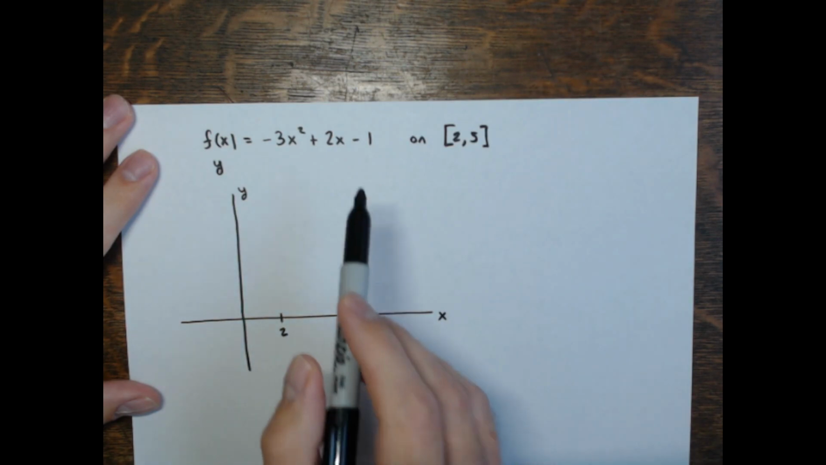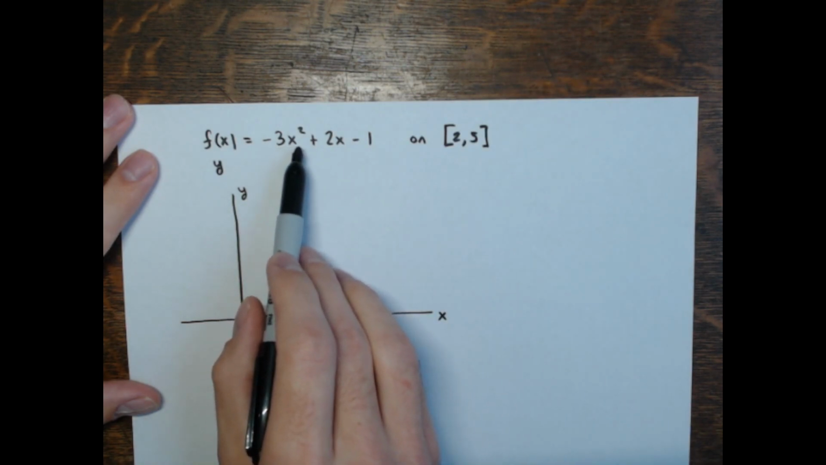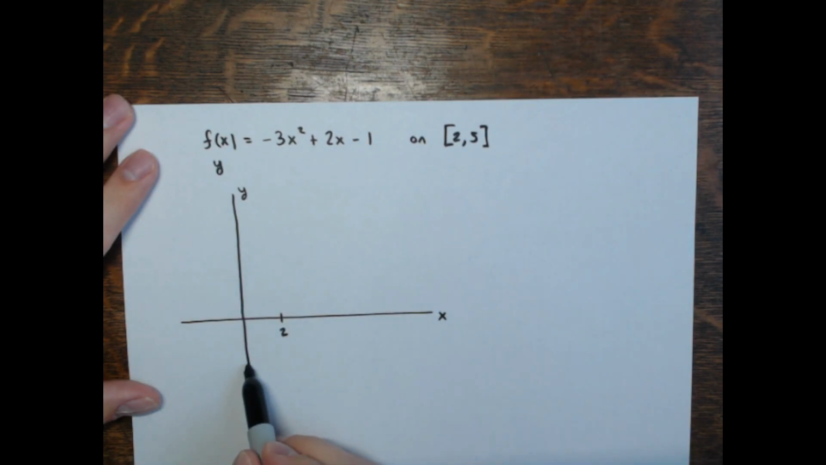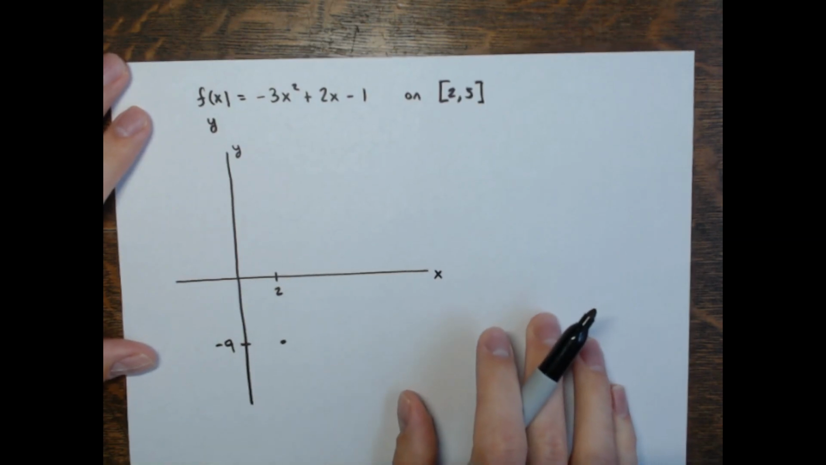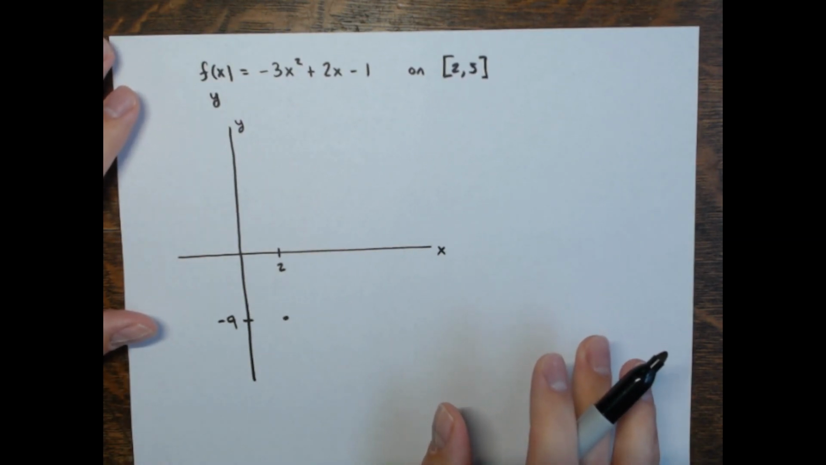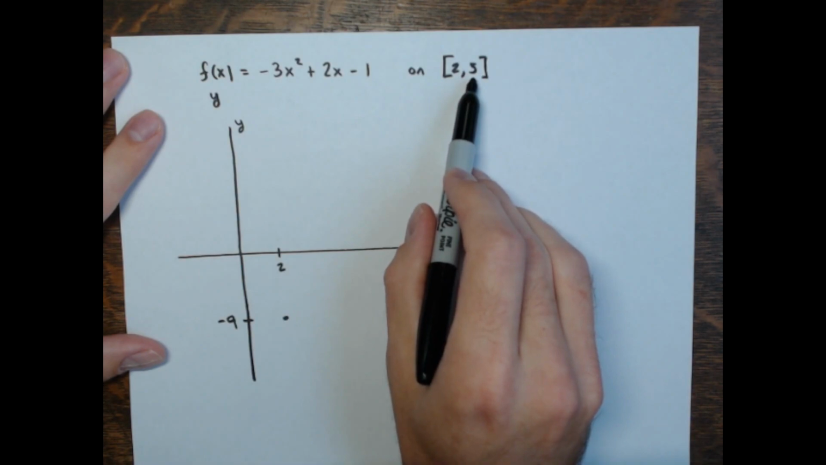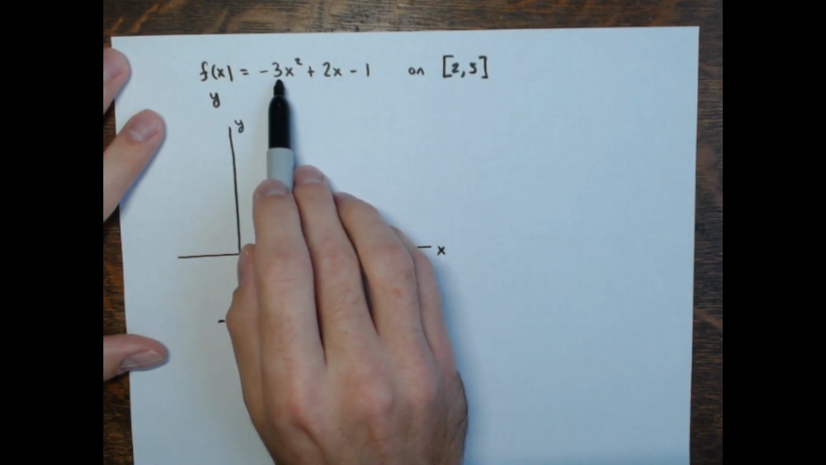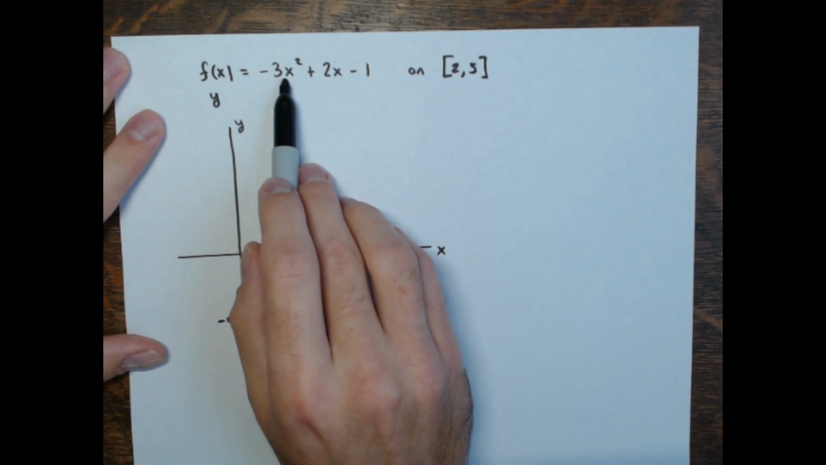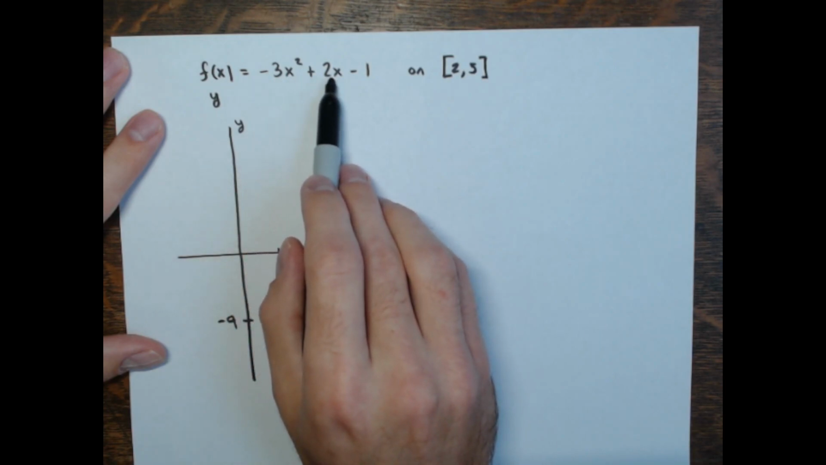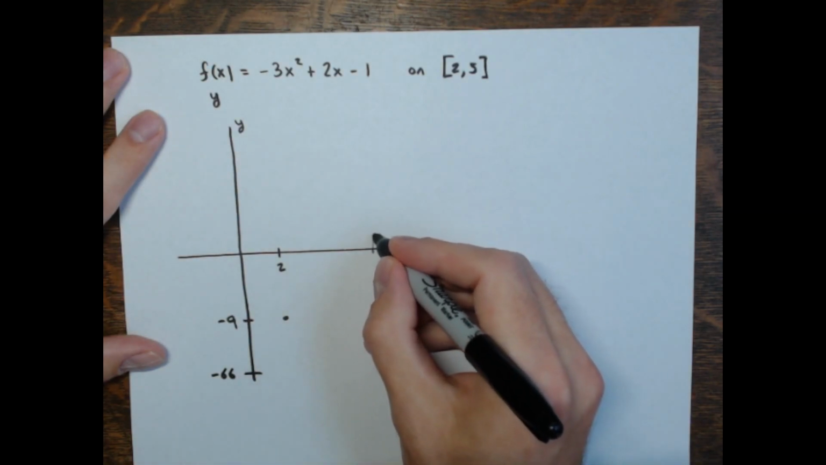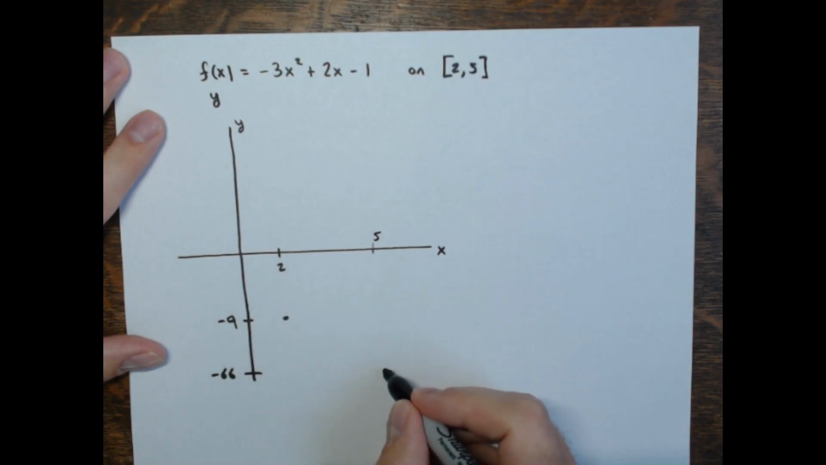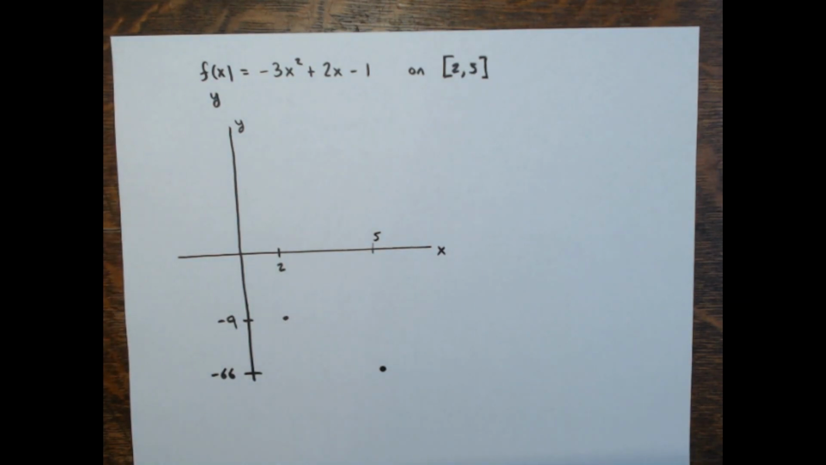x equals 2, this would be negative 12 plus 4, negative 8 minus 1, that's negative 9. So 2, negative 9. And when x equals 5, it'd be negative 75, right? 5 squared is 25. Negative 75 plus 10, negative 65 minus 1, negative 66. So at 2, you got negative 9 as an output. At 5, negative 66.